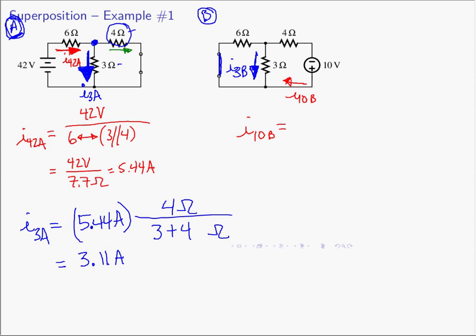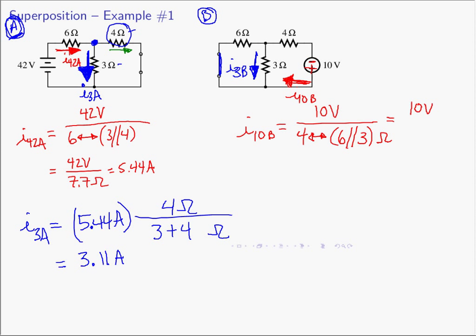And I have the arrow drawn right. This side is at higher energy than this side, so the current will indeed flow in this direction. You can go with the passive sign convention and verify that. I10B is going to be the 10 volt source, and what kind of resistance does it see? It sees 6 parallel 3, and that's going to be in series with the 4.